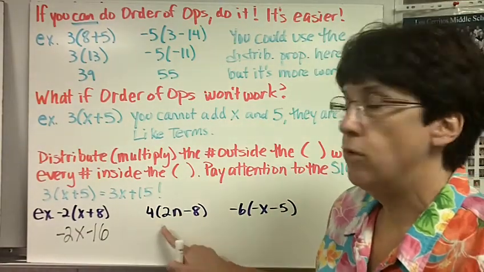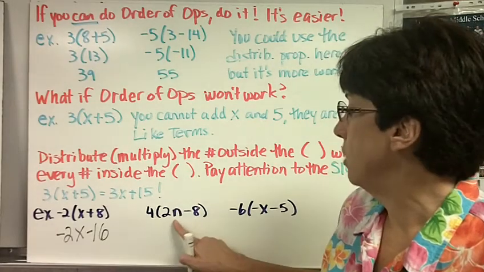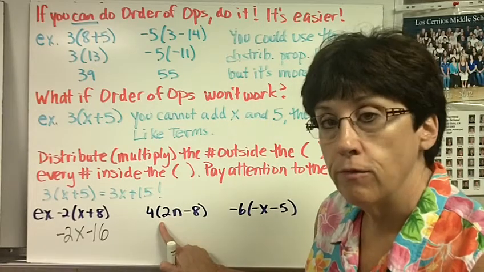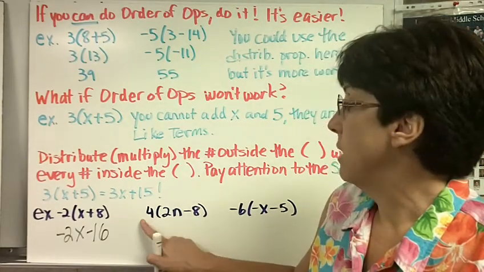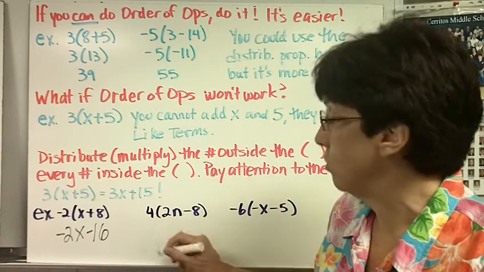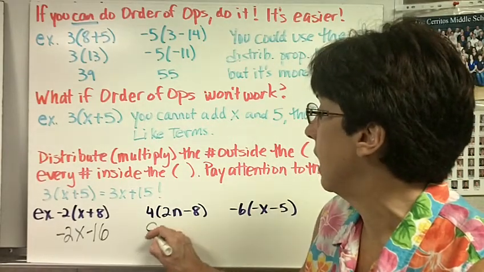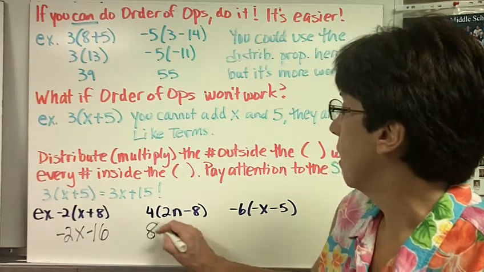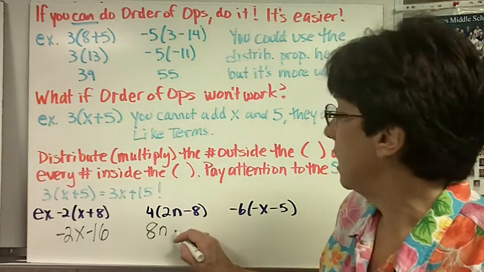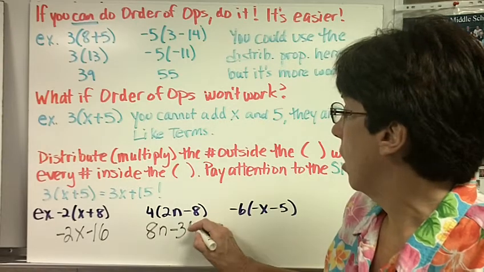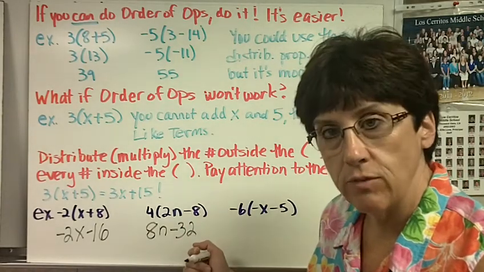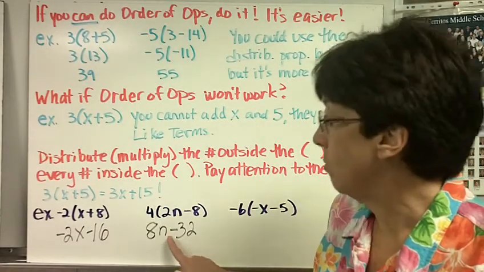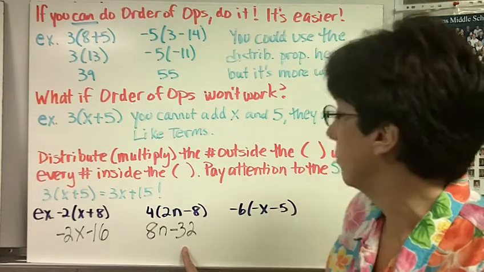Here's another example. 4 times the quantity, 2n minus 8. Now in this example, I can multiply the 4 times 2, but it's 4 times 2n, so I multiply the 4 times 2 part of it and get 8, but it's really 4 times 2n, so it's 8n. 4 times negative 8, negative 32. I want you to say the answer is positive or negative because that tells you if you should put down a minus sign in the 32 or a plus sign in the 32, okay?